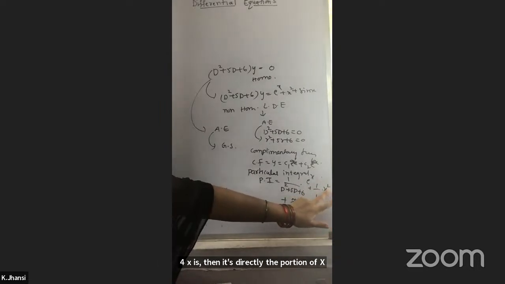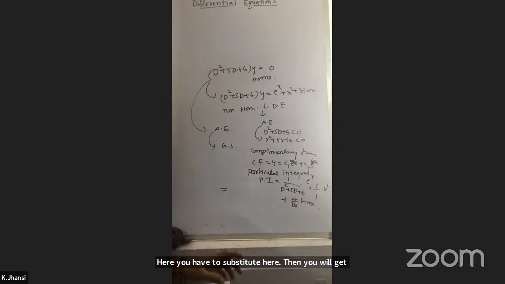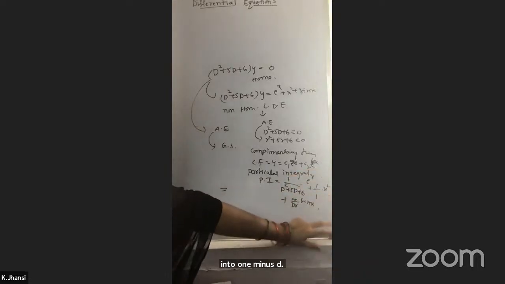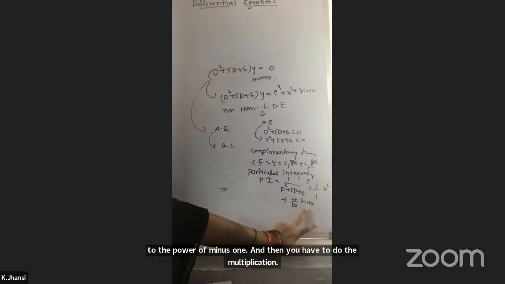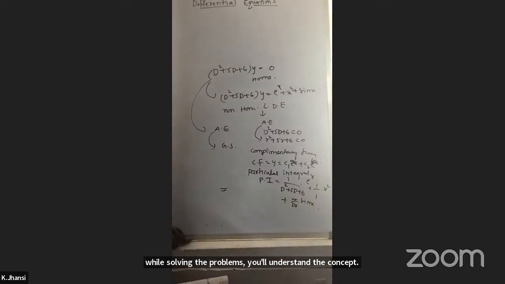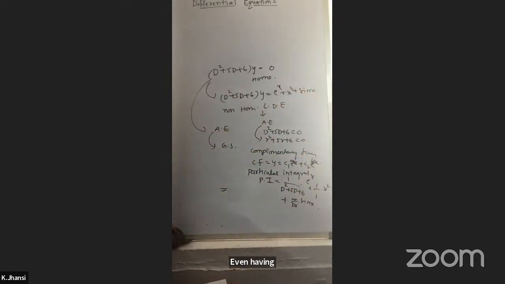But if it is x square, you have to take d square common and convert it into 1 minus d square to the power of minus 1, and then do the multiplication. While solving the problems, you will understand the concept. Even sin x is like that only. So for different terms, the procedure will be different.